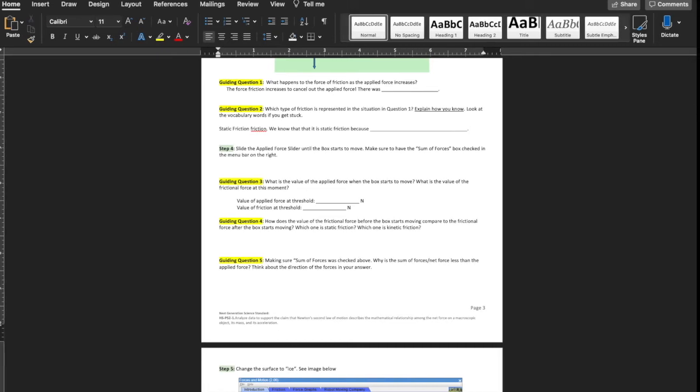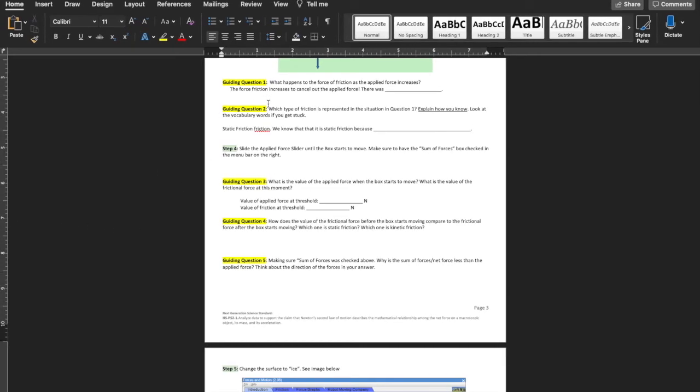All right, so what we're going to do, step 4. Again, please don't write my answers word for word, but put them in your own words. I have left part of it blank so that you can answer it yourself. But step 4, we're going to move on. Slide the applied force slider until the box starts to move.